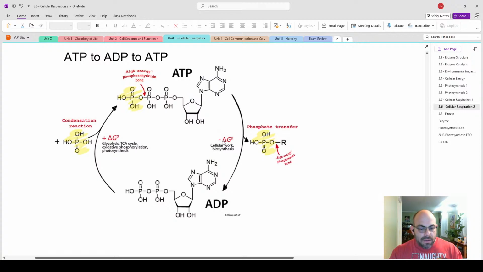Sure, you could theoretically use the energy of ATP being changed to ADP to change ADP back to ATP. However, what's the problem? There's a loss of energy here, right? And I wish I could draw an arrow. There's a loss of energy here as heat. That is entropy. This is not a perfect cycle, right?